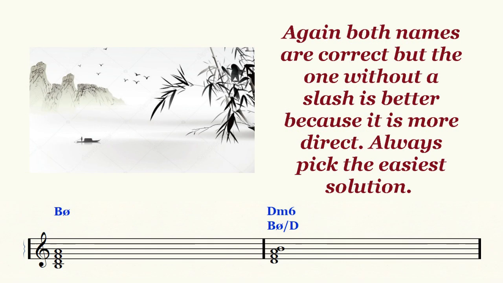When we move a B half diminished chord to a first inversion, we rename it to a D minor 6. We could call it a B half diminished chord over D, but this way also takes longer to figure out, is less direct, and is harder even to say.